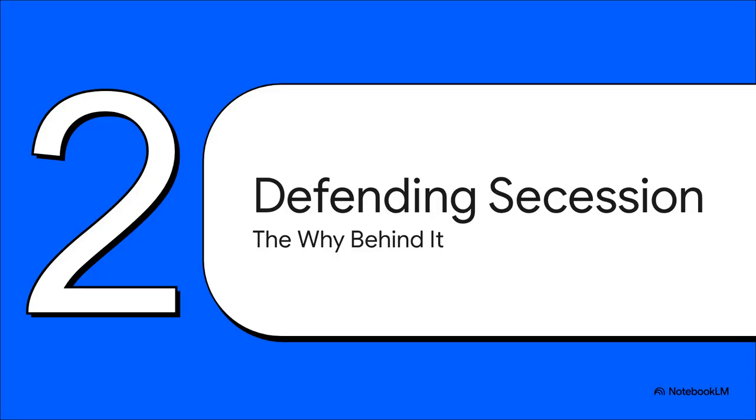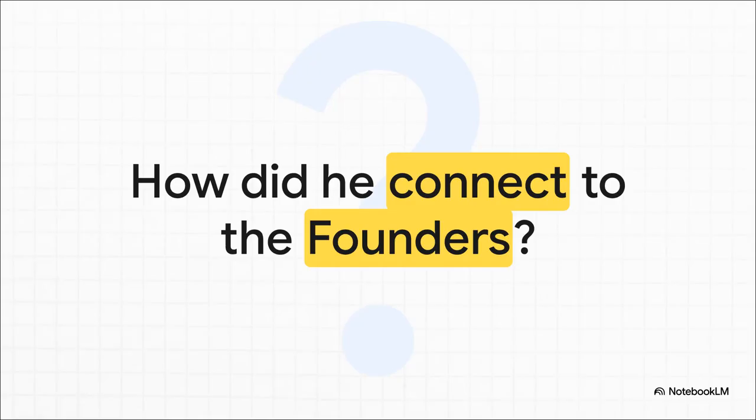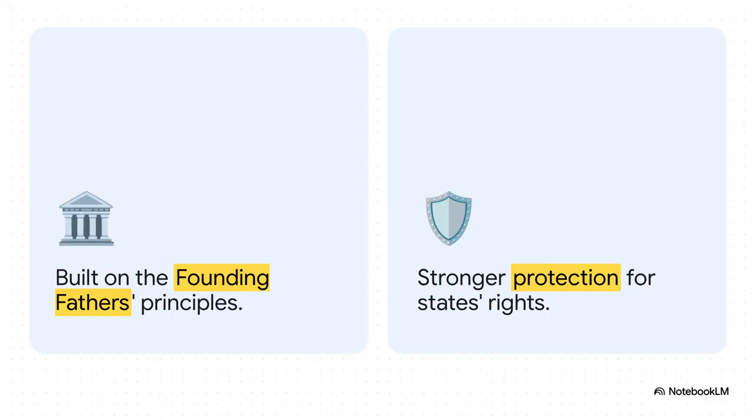Moving right along to part two, defending secession, the why behind the Confederacy. Whenever leaders want to legitimize a new, radical movement, they almost always try to tie themselves to respected historical figures. It's a classic move. So how exactly did Davis connect the Confederacy to the original American founding fathers? It's really interesting. Davis argued that the Confederacy wasn't rejecting the past at all. In fact, he claimed it was built directly on the founders' original principles.